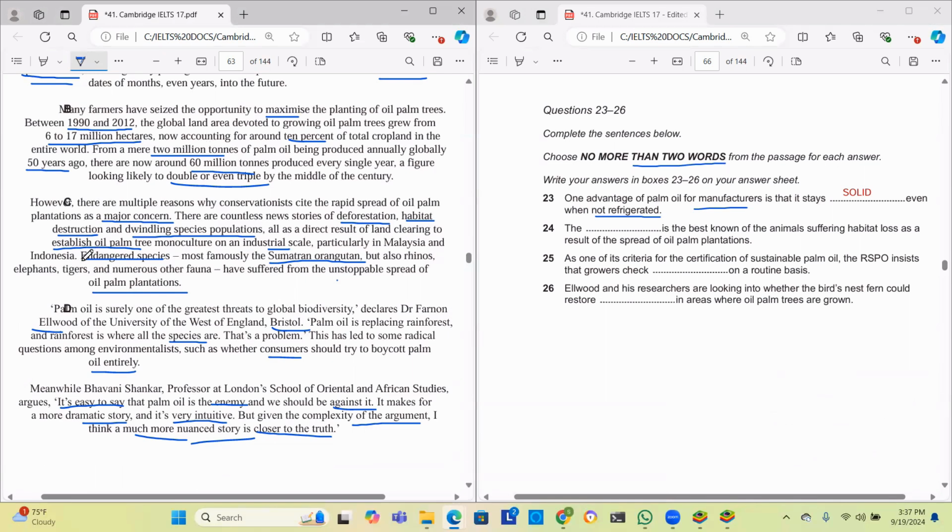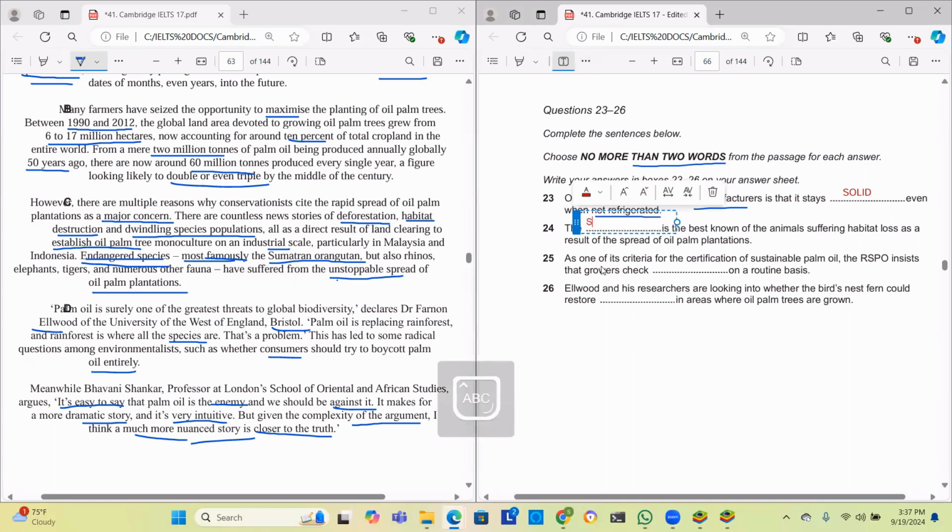So this one, guys. The endangered species, most famously the Sumatran orangutan. Another fauna have suffered from the unstoppable spread of the oil palm plantations. So he's talking about the best known of the animals. Which one is the best known? Most famously, this is the keyword. So Sumatran orangutan. That is the answer. So I'll write it here. Sumatran orangutan. Okay. So that is our answer.